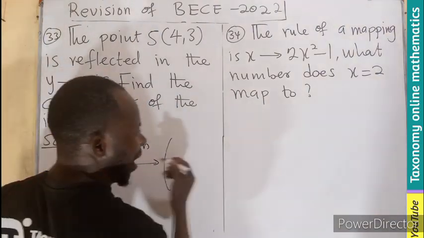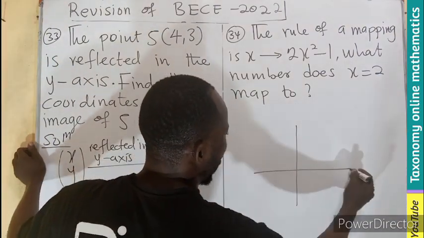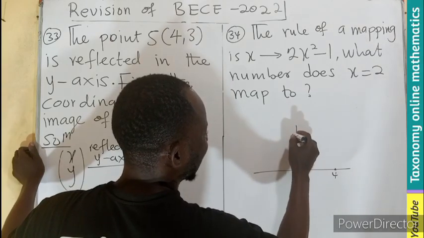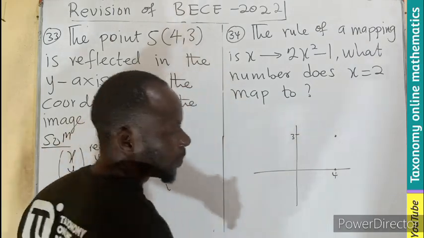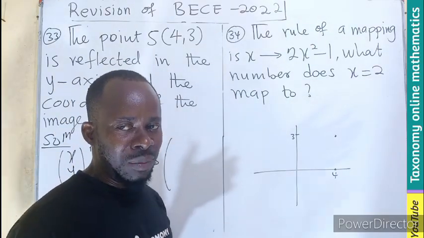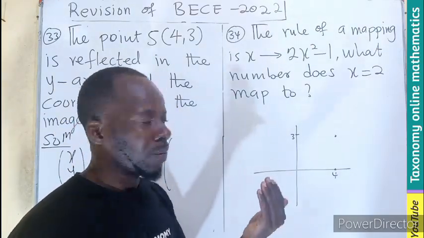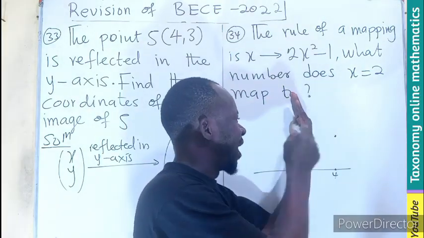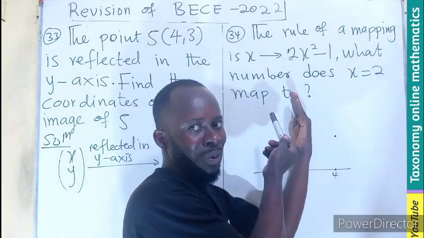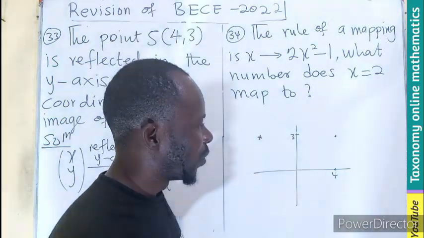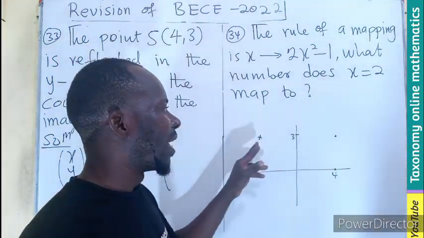Now, if you have a point here, which is all positive, so 4 here and 3 here, this is the point. If you want to reflect the point in the y-axis, meaning the y-axis becomes the mirror line. So this is your mirror, right? So your point will be reflected here. Let me use a star for the reflection. So this point is reflected here.